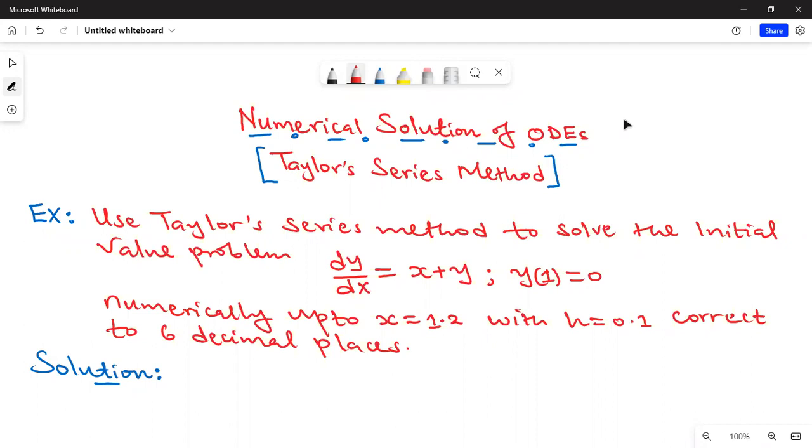Today we are going to look at numerical solution of ordinary differential equations, and in particular we are going to look at the Taylor series method. Now we have this question.